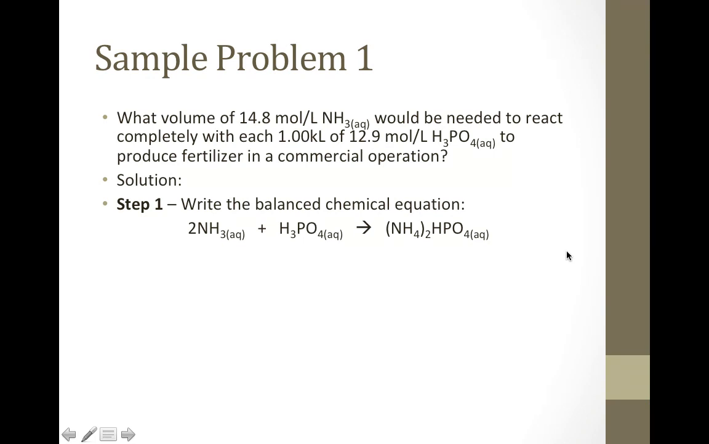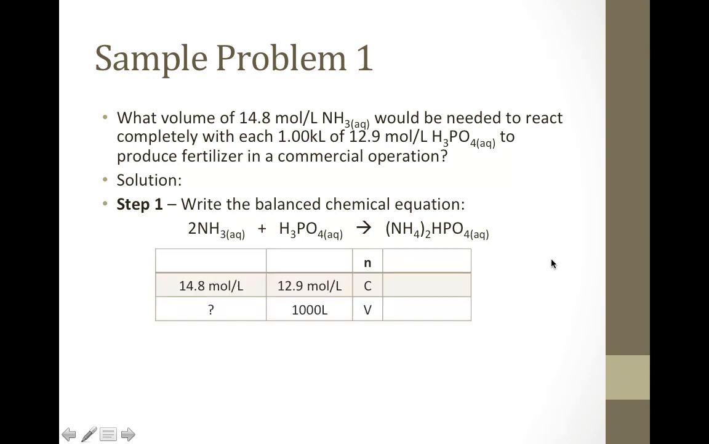So from here, we're going to try to organize our information and set up a table. We can go through similar to before where we did n, mass, molar mass. We're going to do n, C, and V. Whether you put it under the arrow or on the side, that's perfectly fine. I'd probably still just put it on the side as we're going through.